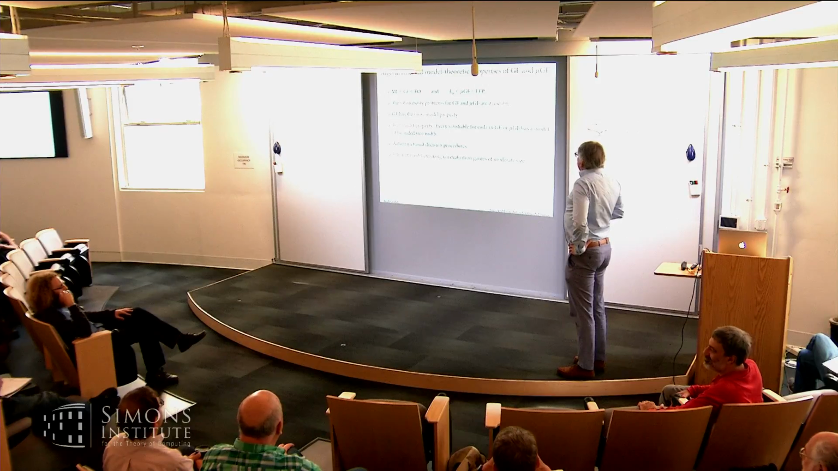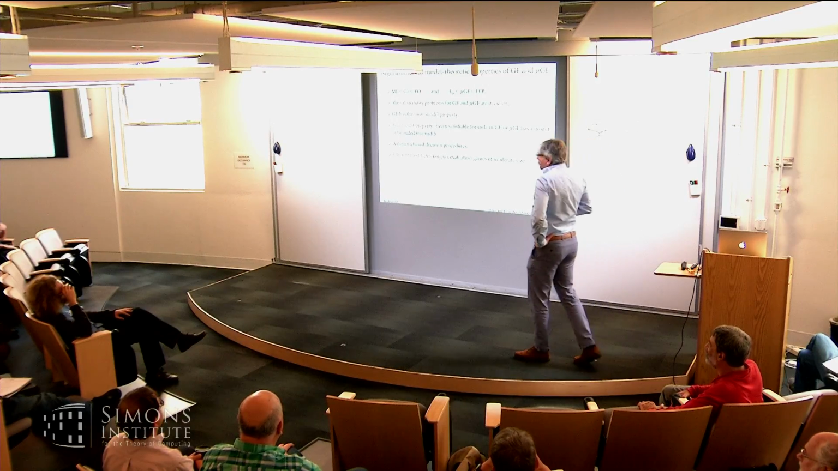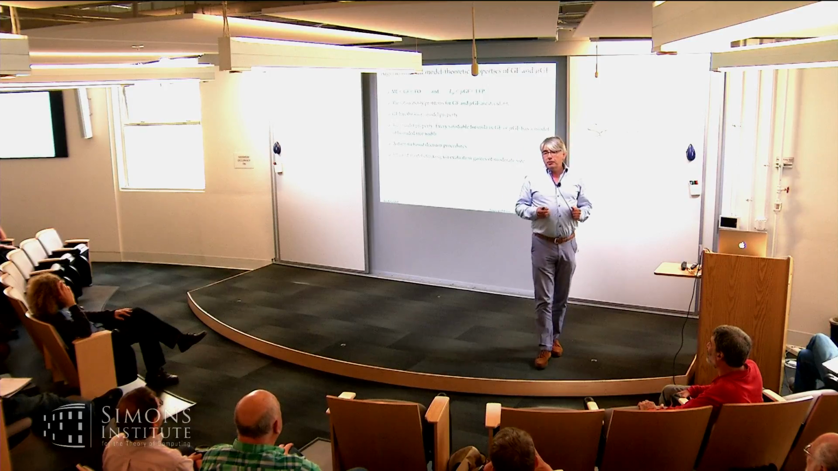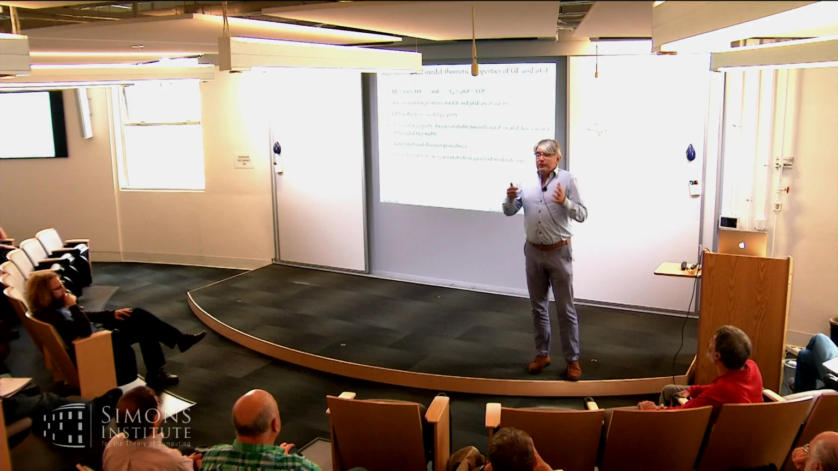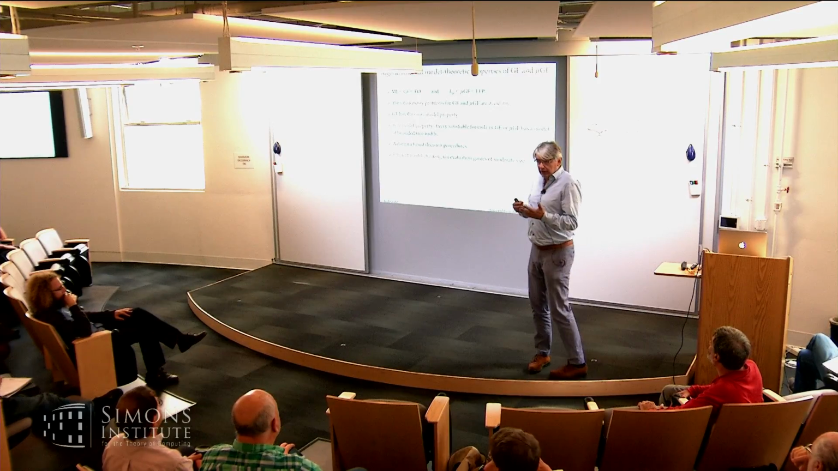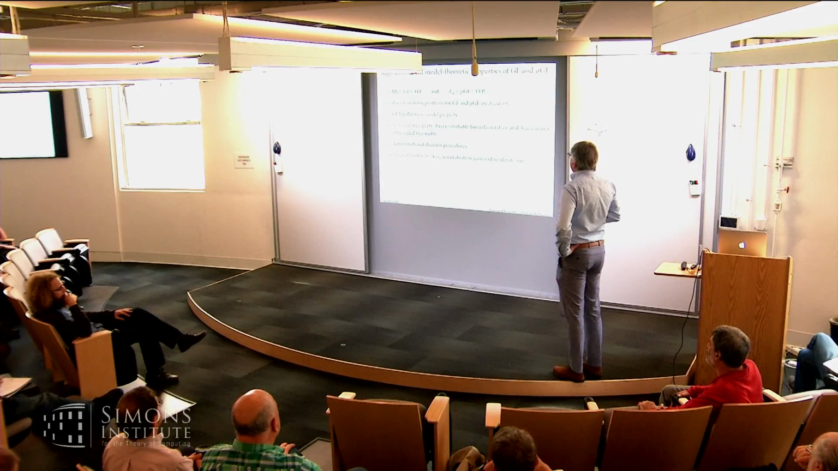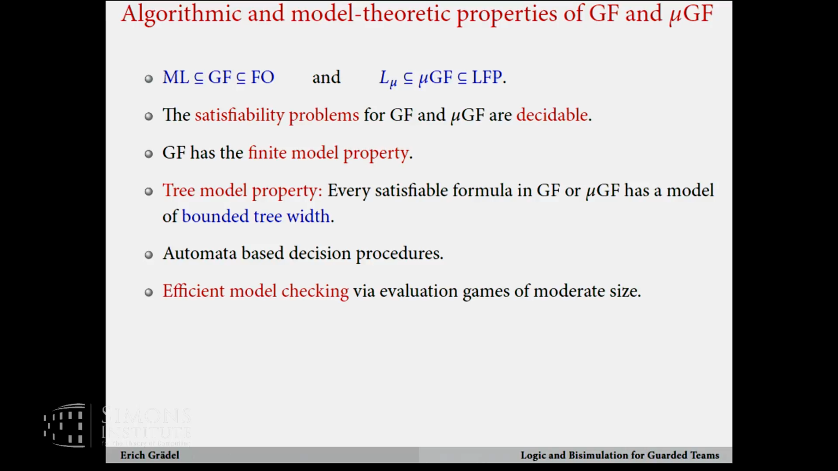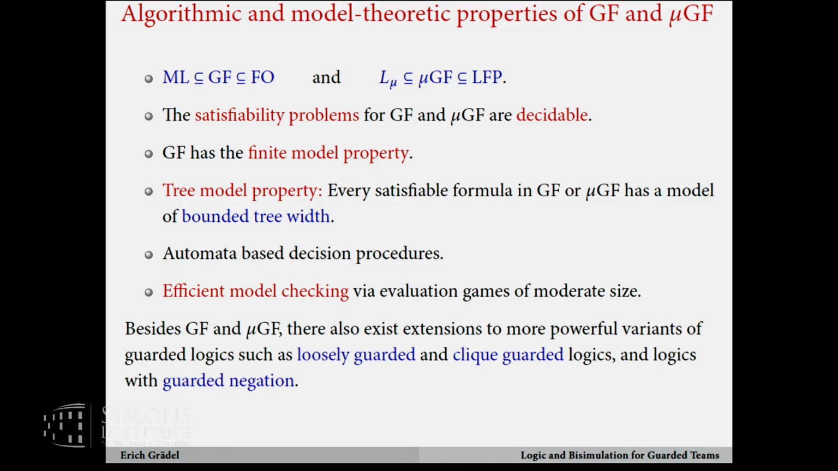Perhaps even more important is the tree model property, that every satisfiable formula has a model of small tree width. So essentially up to interpretation a tree, and this paves the way to automata theoretic methods for working with these formulae. And also the model checking problem is much simpler than for first-order logic in general, because the associated evaluation games have small size due to guardedness. So in a quantification, you don't have to go over all elements, but just those that preserve the guardedness.